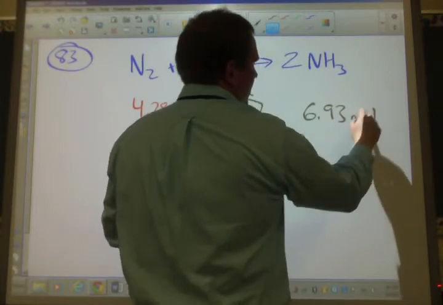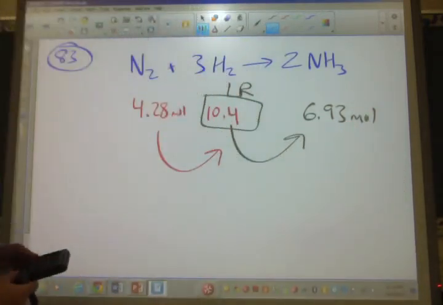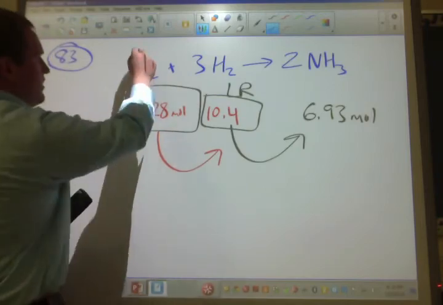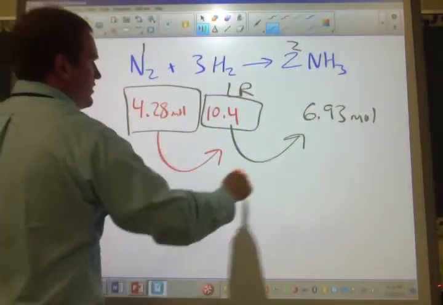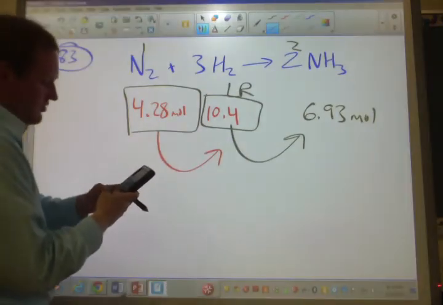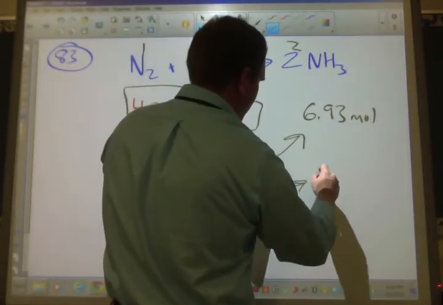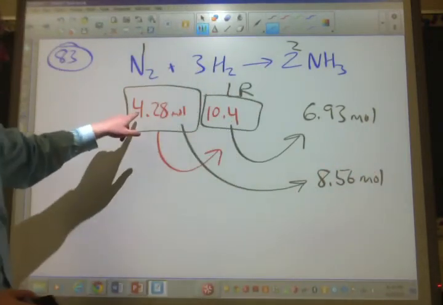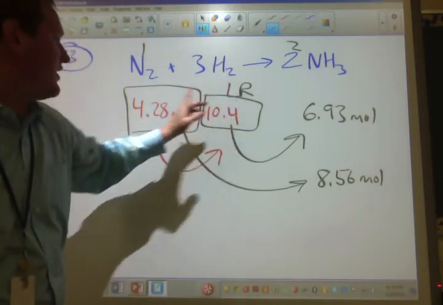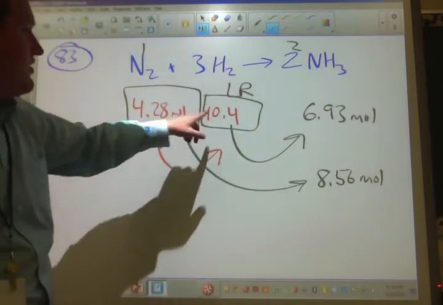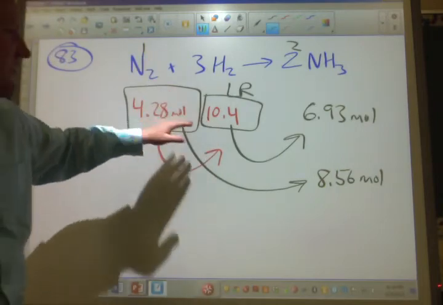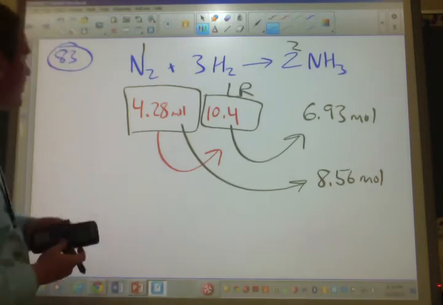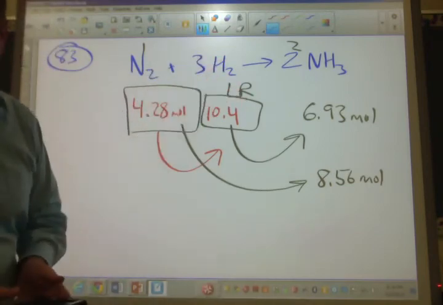6.93 moles. By the way, if you couldn't really eyeball it like that, let's just make sure here. So assuming you didn't know, this would basically be a 1 to 2 ratio, so you would double this, and you would say 4.28 times 2, which would give you 8.56 moles. So basically, if you had this much N2 and all the hydrogen you needed, you would produce this much. If you had this much H2 and all the nitrogen you needed, you would produce this much. Whichever one gives you less, that's what you use as your limiting reactant. And whichever one gives you less is the true answer in this case.